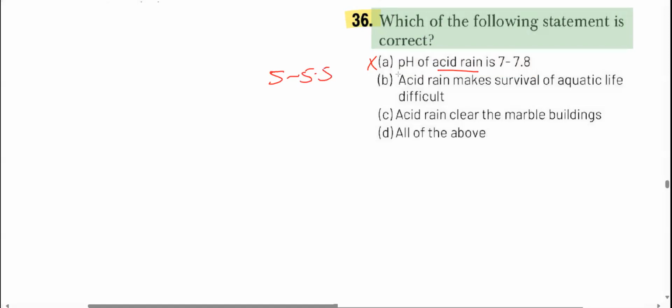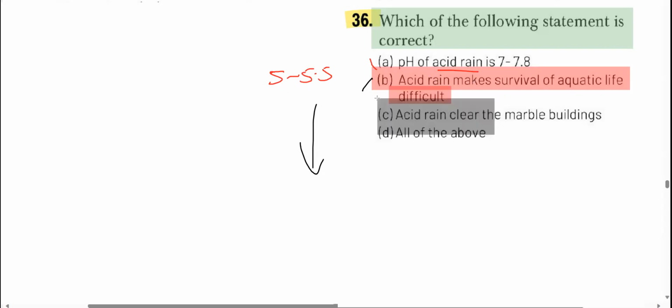In the next part, it says that acid rain makes survival of aquatic life difficult. You know that the organisms that live in water, fishes, insects and others, survive within a very narrow range of pH. If the pH decreases beyond 5 to 5.5, it makes it difficult for them to survive. Well, we are just looking for a correct statement. So the correct statement here is that acid rain makes survival of aquatic life difficult.